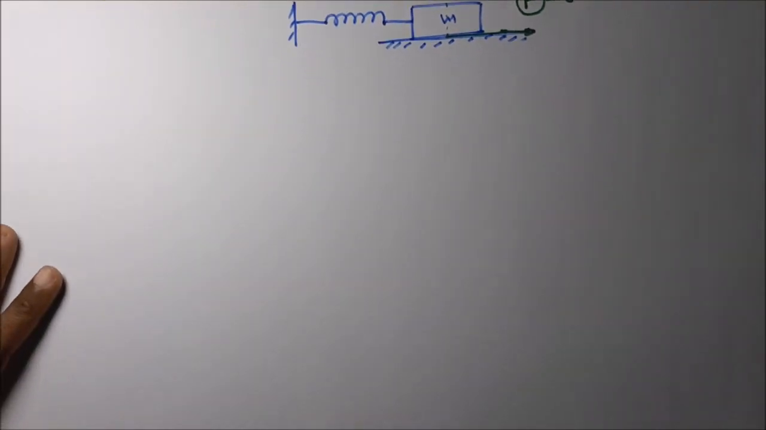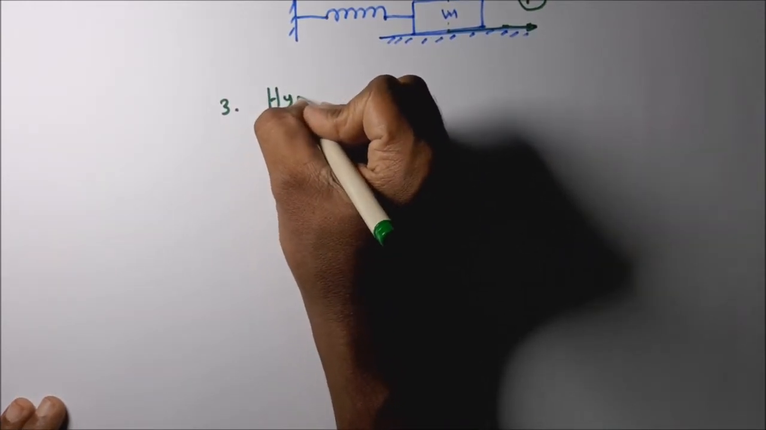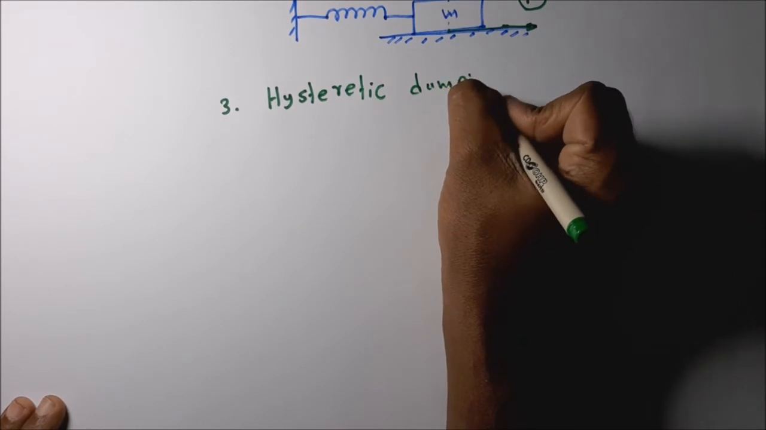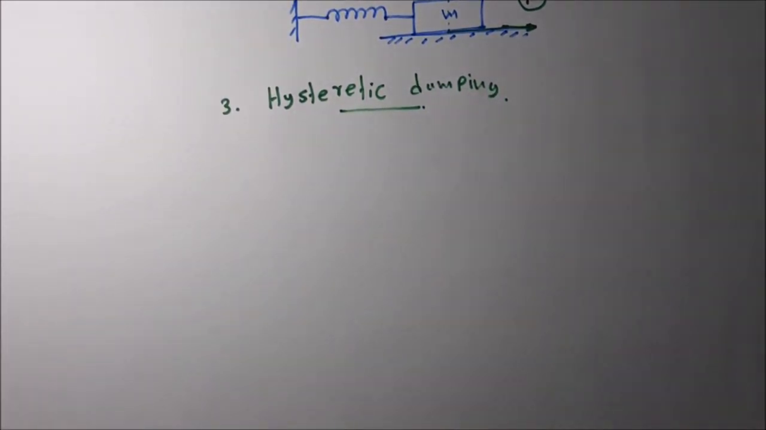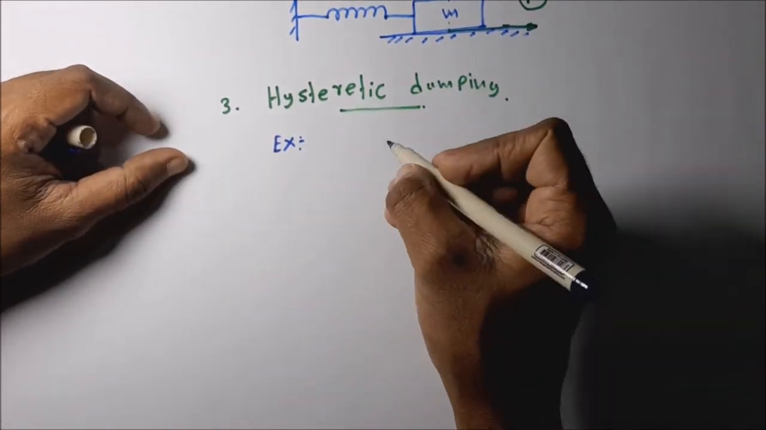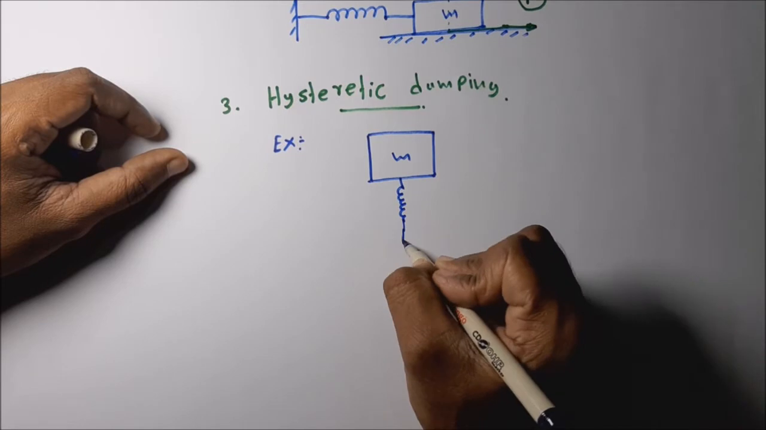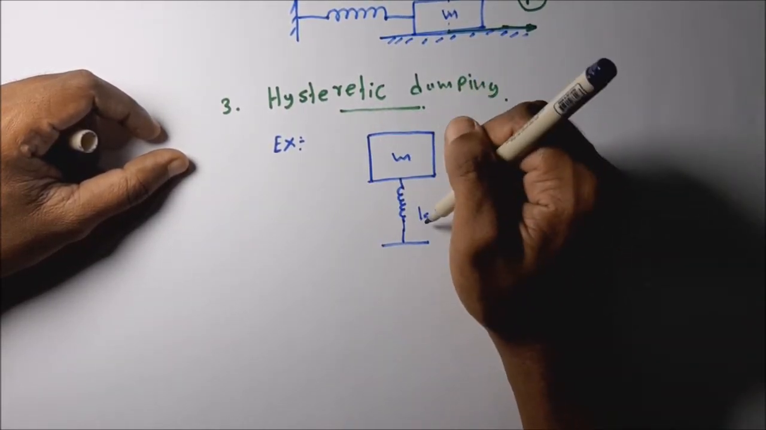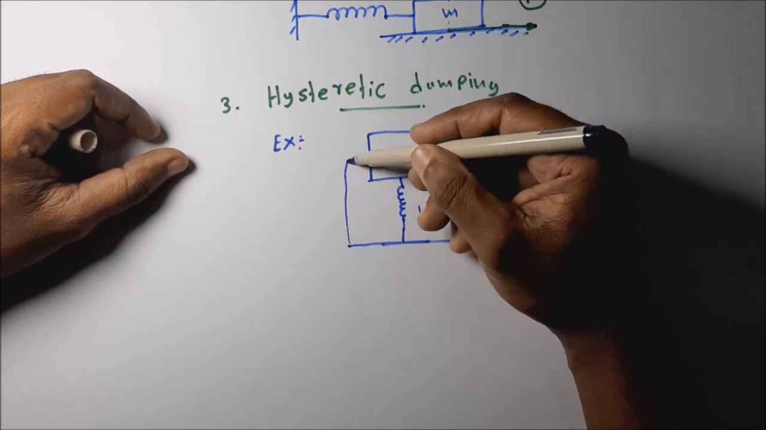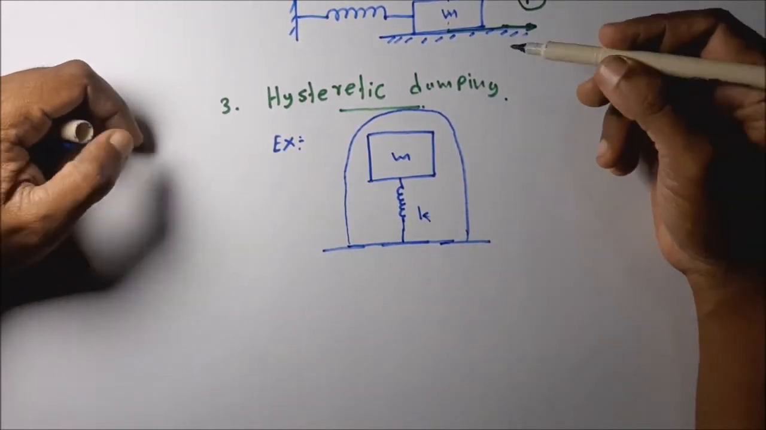Then next one, the third example, hysteretic damping. Let's take, for example, the spring mass damper system we previously took. This is the mass, this is the stiffness. Let's take that this is placed inside a perfect vacuum. There is no air friction, there is no other contact with any body.